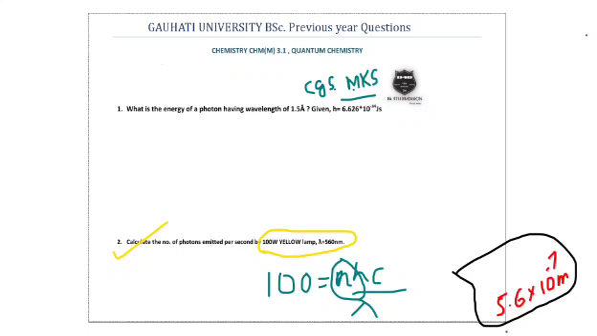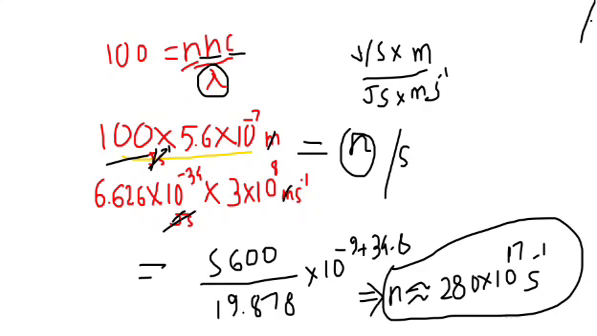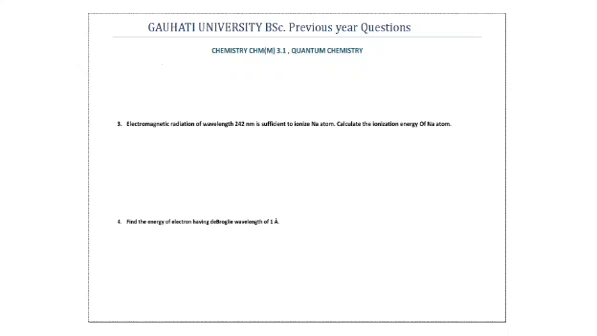We have done the first question. Now moving to the next question. The next question is: electromagnetic radiation of wavelength 242 nanometer is sufficient to ionize a sodium atom.